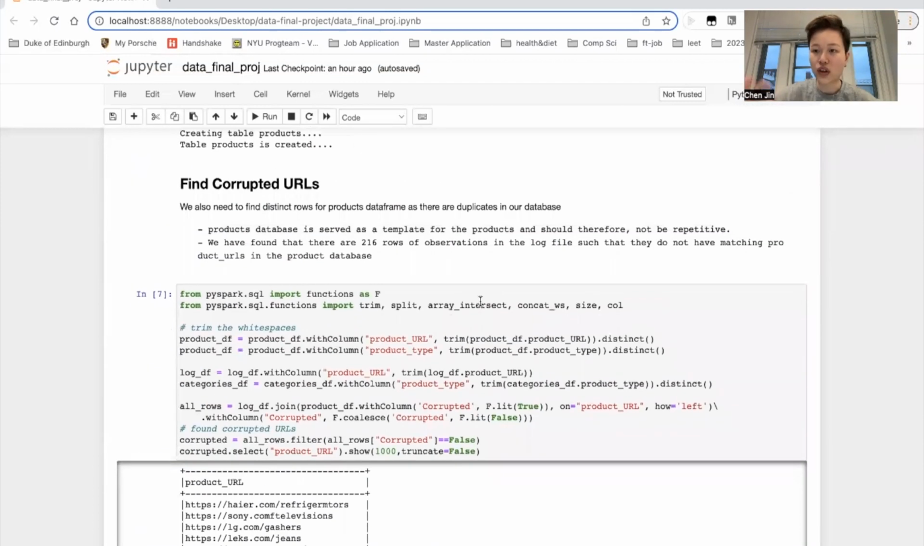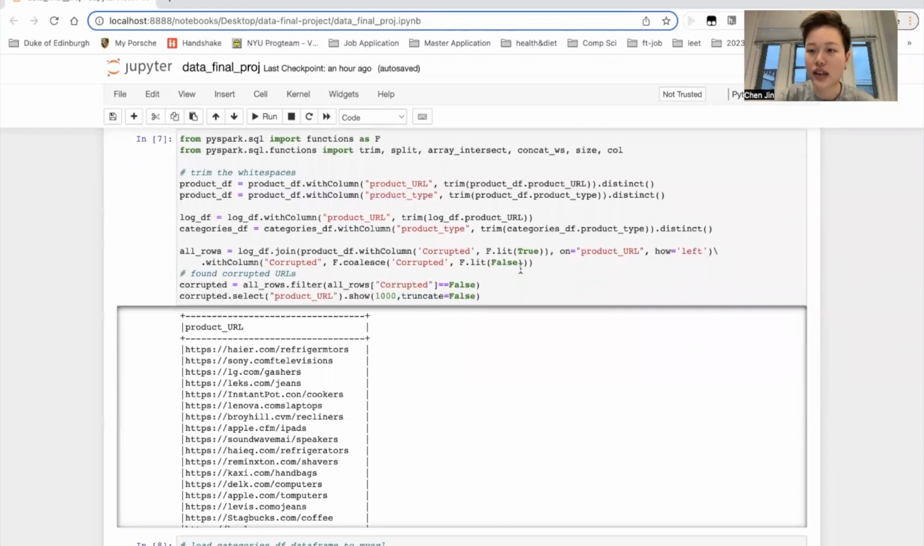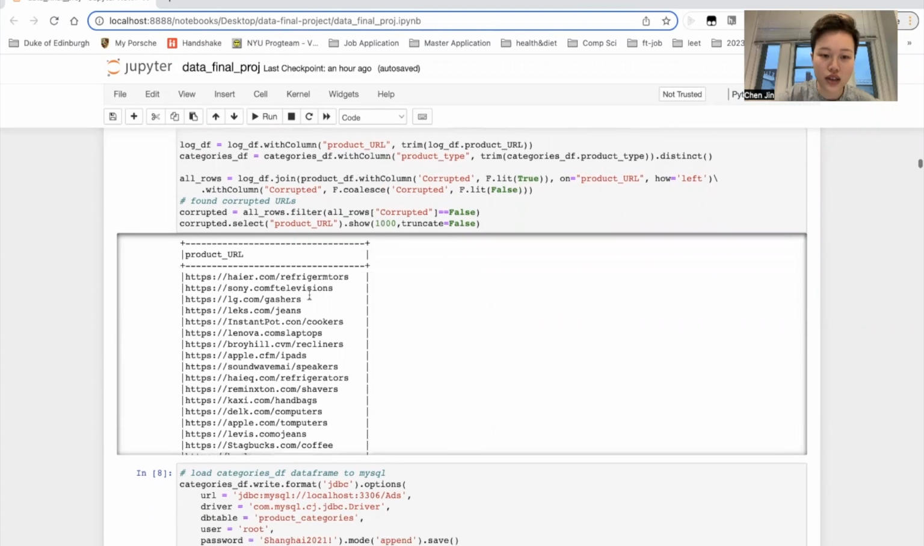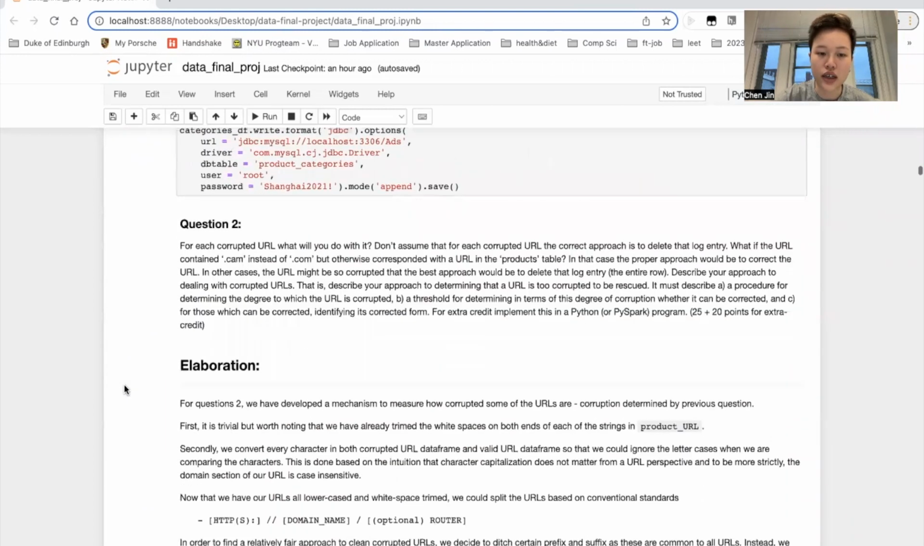And now this is one of the first steps we were talking about in data cleaning, which is to find corrupted URLs. Because we have found that there are asymmetric data points when comparing the product CSV and the log2 CSV, we wanted to do a mapping to see if any of the URLs are not as synced as the ones in the product CSV, right? Because the product CSV, from our perspective, serves as a template. And as you can see, for some of these, like refrigerator, it's spelled wrong and there are some typos. We're going to explain how we conducted data cleaning on this.